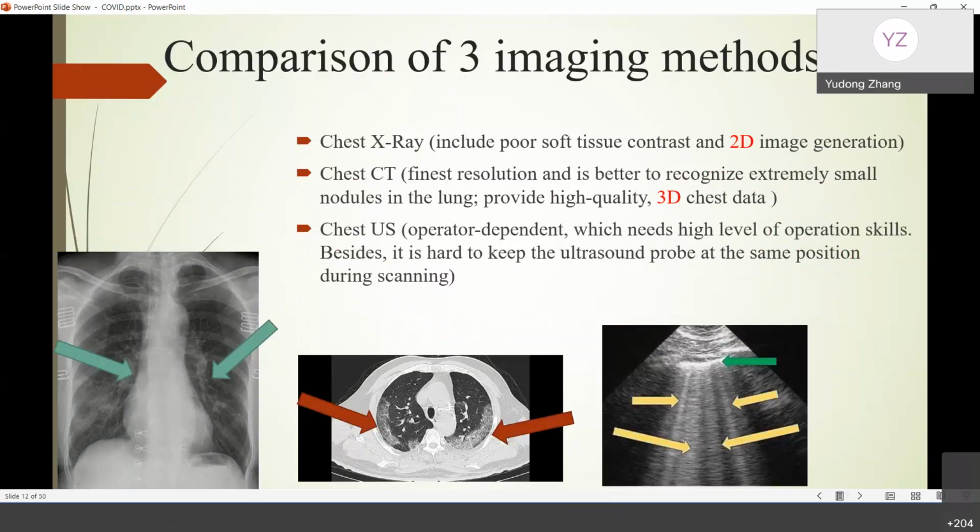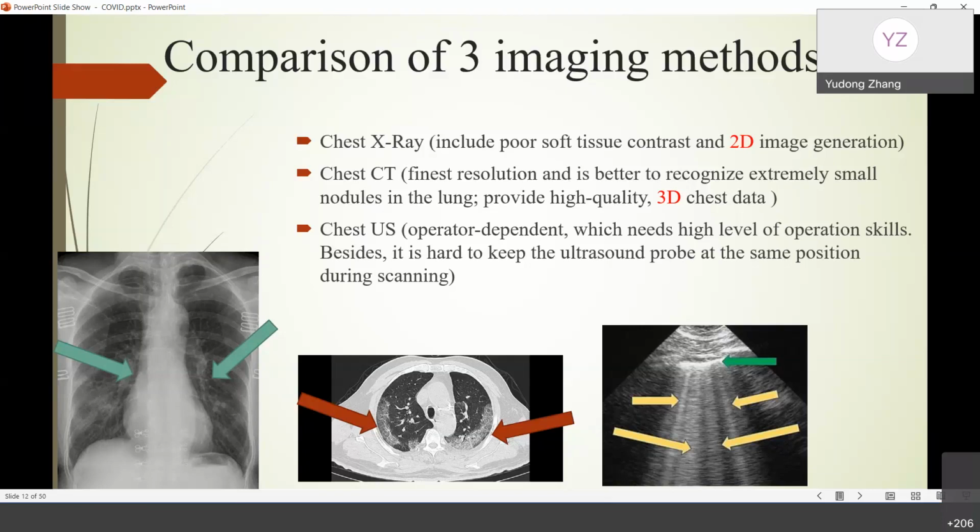And in this slide, we show some comparisons of three imaging methods. The first is the chest X-ray. You can see on your left side the advantages and disadvantages of the X-ray. The X-ray is very quick. You just stand there and the doctor snaps, and the X-ray picture is done.